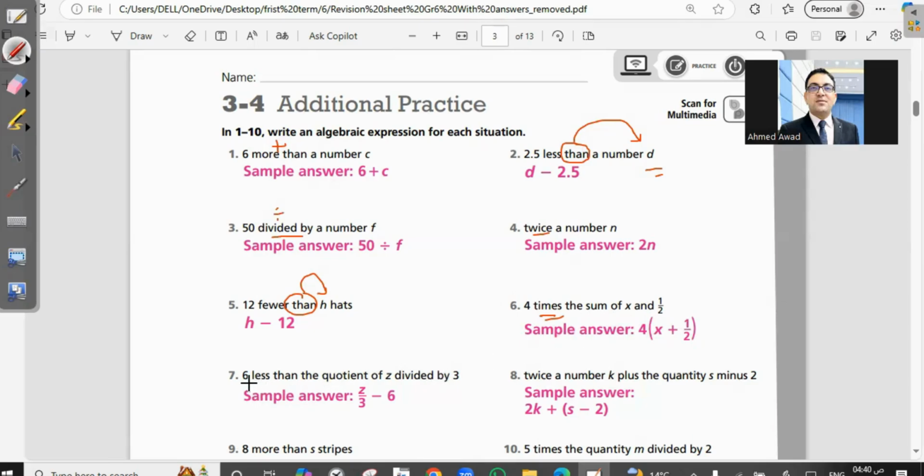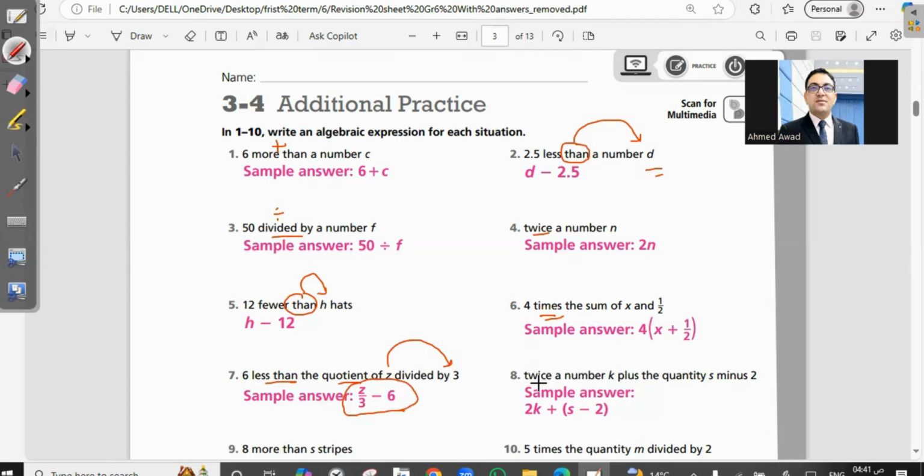Number 7, 6 less than the quotient of z divided by 3. He said less than. Yes, we should start by what? By the quotient. So quotient means what? Divide. So z divided by 3, then minus what? Then minus 6. Okay?